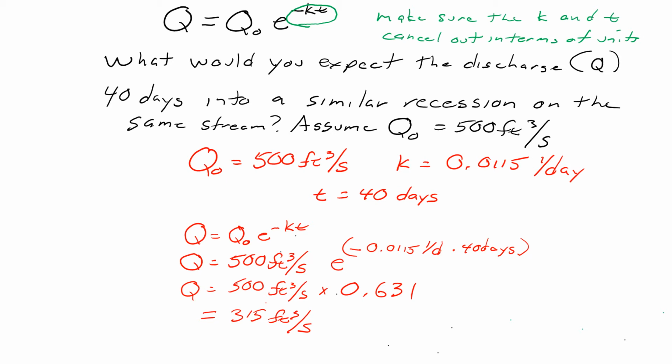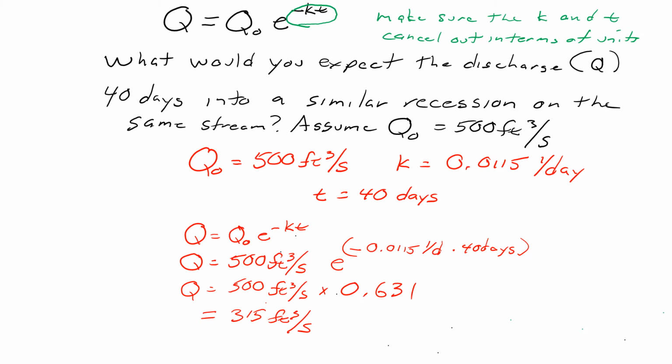So when you take your K, negative 0.0115, and multiply it by 40 days, e to that quantity should give you 0.631. A little more than a half times 500 should give you a little more than half of 500, a little more than 250, and in this case you get 315. All right, any questions on that?